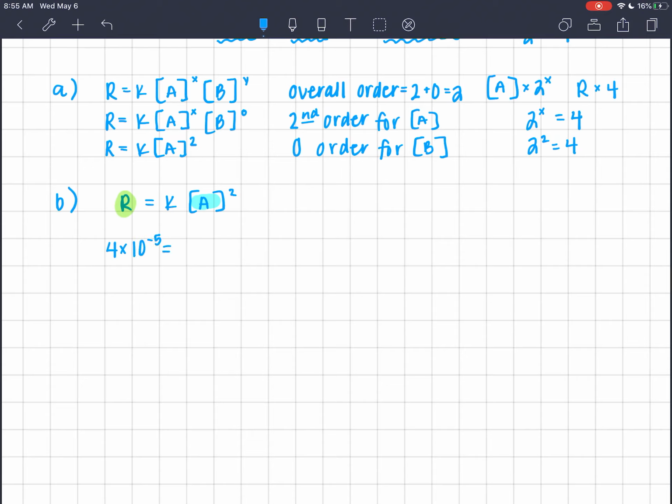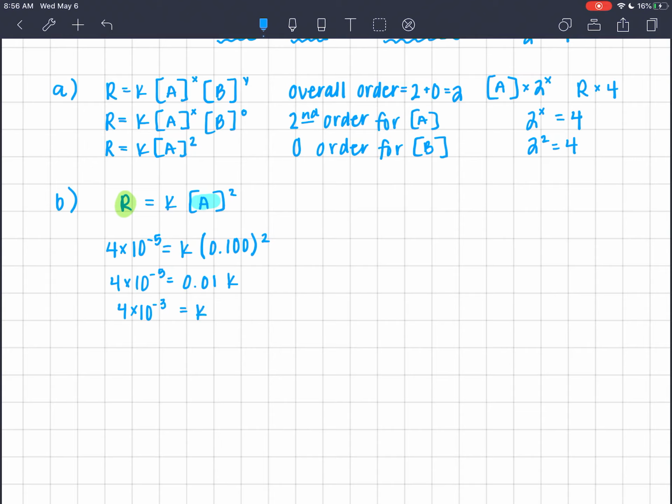So 4 times 10 to the negative 5th equals K times 0.100 squared. So when I solve for K, 0.1 squared is 0.01. So I'm going to have 4 times 10 to the negative 5th equals 0.01 K. I'll divide both sides by 0.01. And what do I get? Divided by 0.01, I end up getting 4 times 10 to the negative 3rd for my K constant.